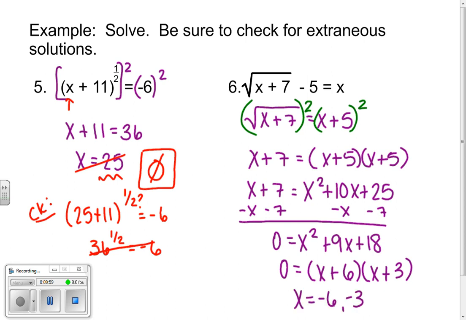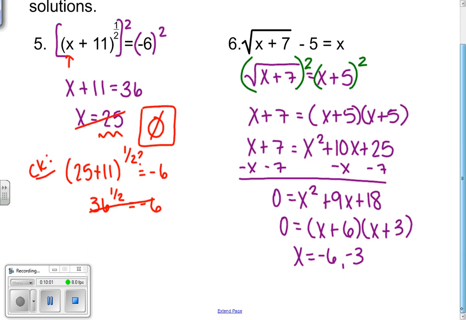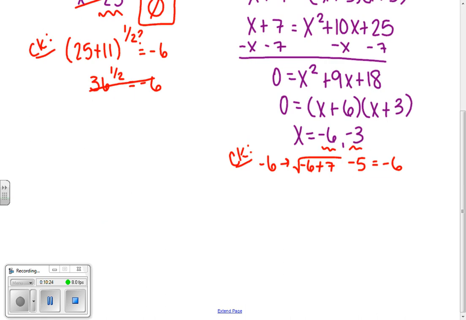Just as important as solving these questions is checking these questions. So I need to check both the negative 6 and the negative 3. I'm going to check the negative 6 first, into the original problem for x. So I get the square root of negative 6 plus 7, minus 5 should equal negative 6. Negative 6 plus 7 is 1, and the square root of 1 is 1. 1 minus 5 equals negative 4, not negative 6. It doesn't, so negative 6 is not a solution.